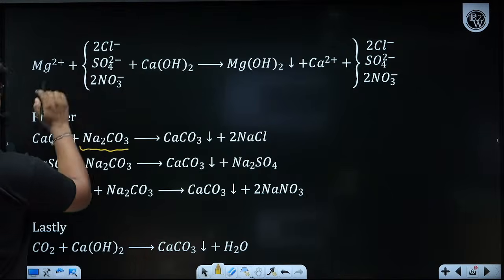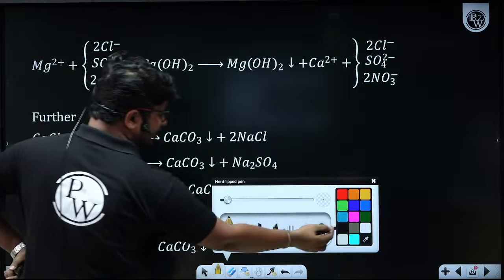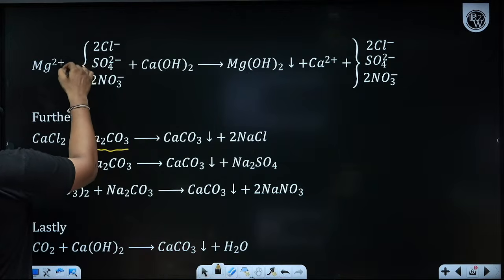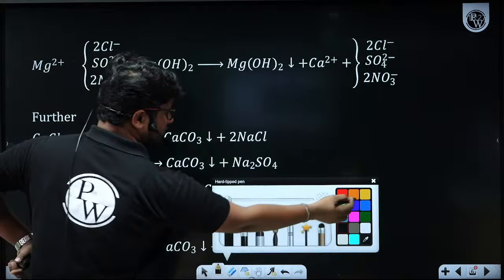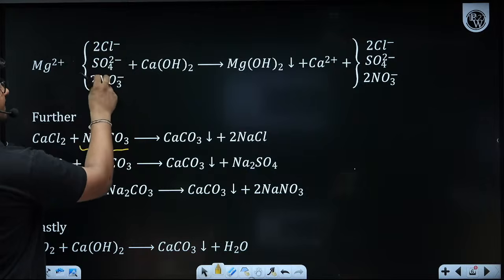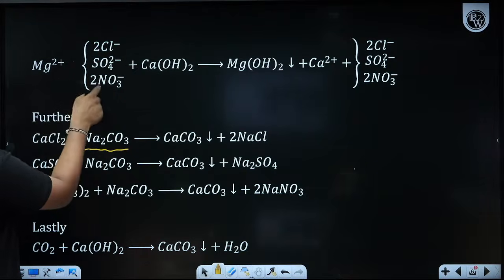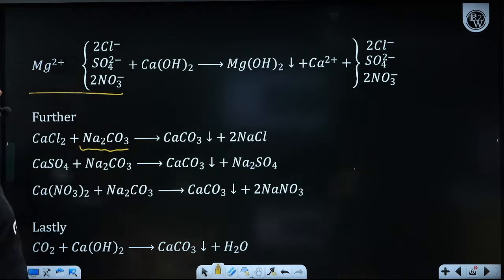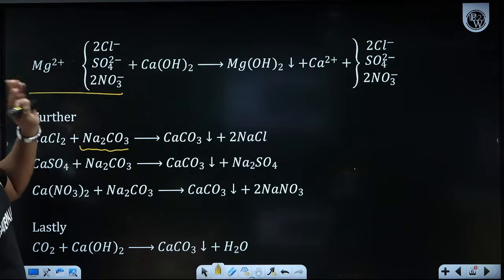If there is a hardness which is formed because of magnesium reacting with either chloride, SO4 2-, or NO3-, what we are calling magnesium chloride or magnesium sulfate, this is basically nothing but the permanent hardness of magnesium.